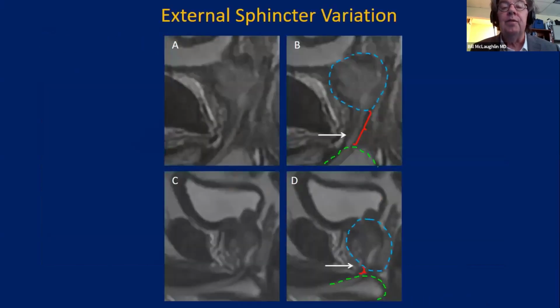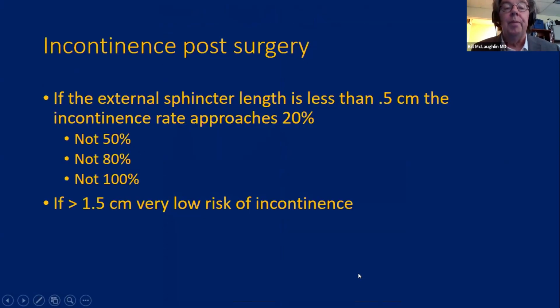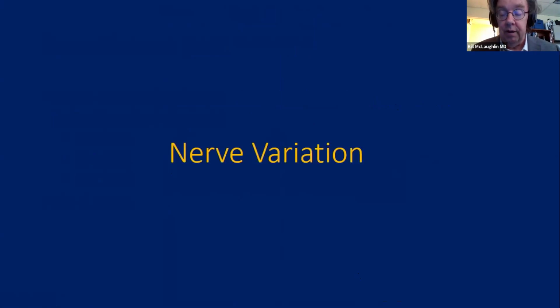But look at the staggering variation in this. This is the prostate up here. The red is the sphincter. This is 2.7 centimeters in length. This is another patient at half a centimeter. So you can imagine what happens, right? If you're a surgeon and you're aggressively trying to take the whole prostate out, you could easily take the whole sphincter, the whole valve that controls your urine. So what do we know? Well, we know that if that's under 0.5 centimeter, the actual incontinence rate approaches 20%. So it's not 50 or 80 or 100%, it's 20%. And that guy who is terrified of incontinence, again, over a certain length, that's your goal.